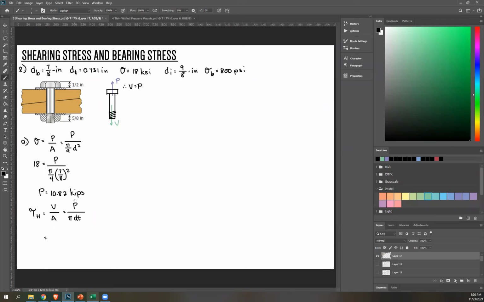Okay, and then P is simply this 10.82, so please store that in your calculator. And then P over pi DH, diameter of head. Now here at the top, the diameter of the head is this, which is also equal to the diameter of the bolt, so we can just copy that, 7/8. Thickness given 1/2. Okay, please solve what's the answer.